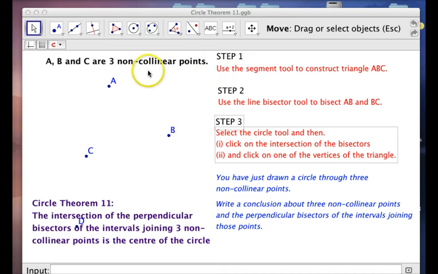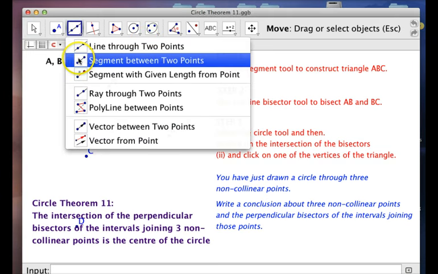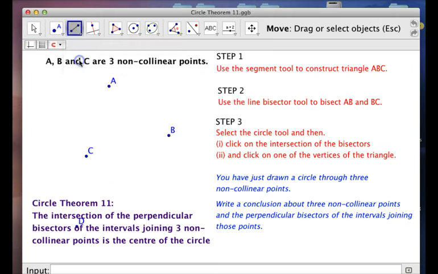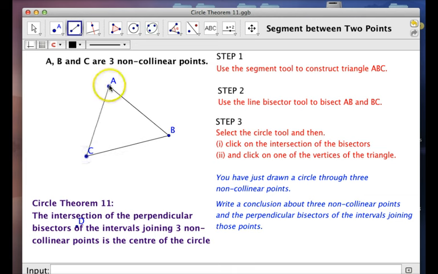So we've got 3 points, A, B, C. What I'm going to do here is use the segment tool, and I've got to find it. There we go, segment between 2 points. So I'm going to use the segment tool to construct a triangle ABC. I click my segment tool, and I'm clicking on A and B. See, it draws a line. And then I'll click from B to C, it draws a line. And from C to A, it draws a line. So I've done step 1, okay?